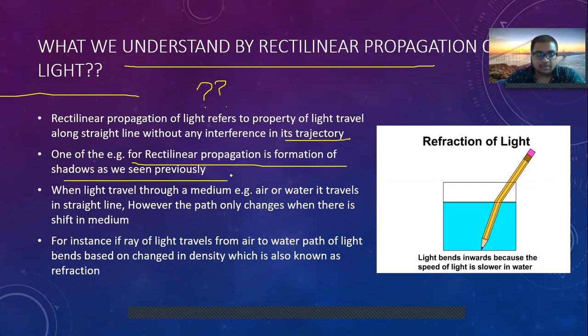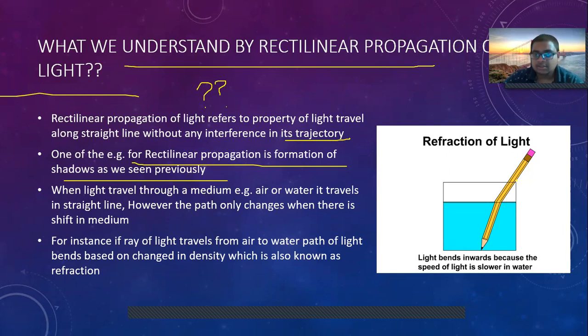Previously, in the first slide, we discussed a scenario that if light is coming from a window, let's say, you can do anything with your hands and perform a shadow like that. So when light travels through a medium like air or water, it travels in a straight line. However, the path only changes when there is a shift in medium. Okay, so there is some science involved in it right now.